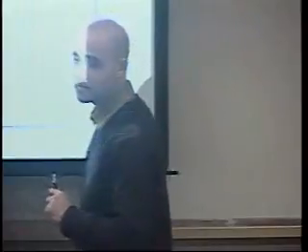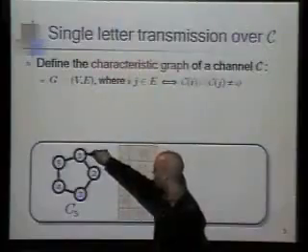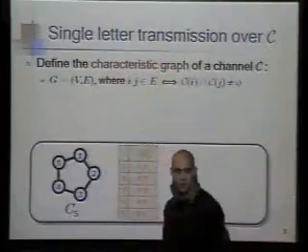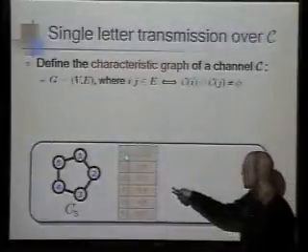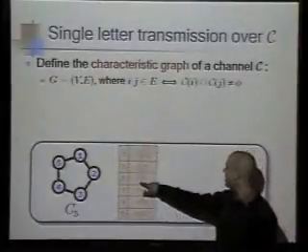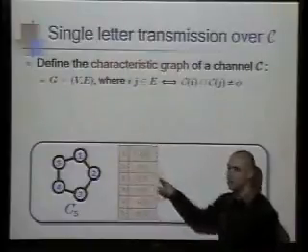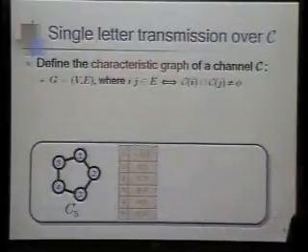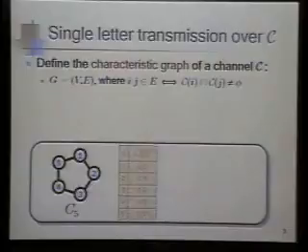Let's define the characteristic graph of a channel C. So these are our input letters. We have the input letters 1 to 5. And the channel takes i and outputs either i or i plus 1. Okay, this is our example for a channel.